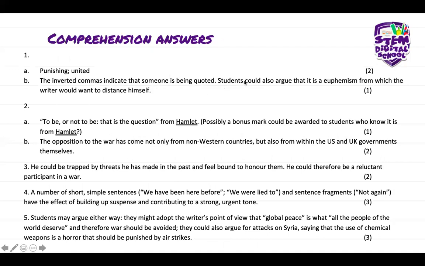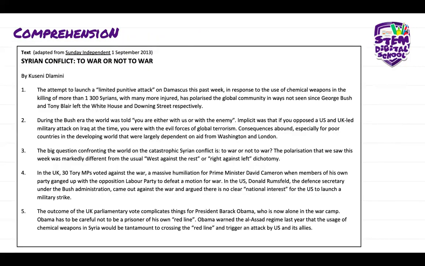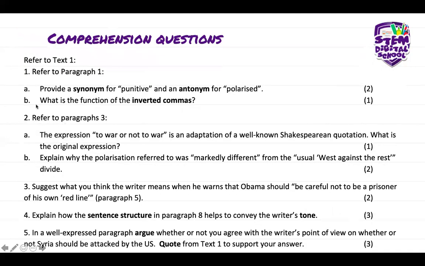Students could also argue that it is a euphemism from which the writer would want to distance himself. That's also good, because remember what a euphemism is. A euphemism is a sort of understatement, a decent way of putting something that is quite abrupt. So instead of saying that somebody died, you say that they passed away. So that's another reason. Lovely. Now refer to paragraph 3.